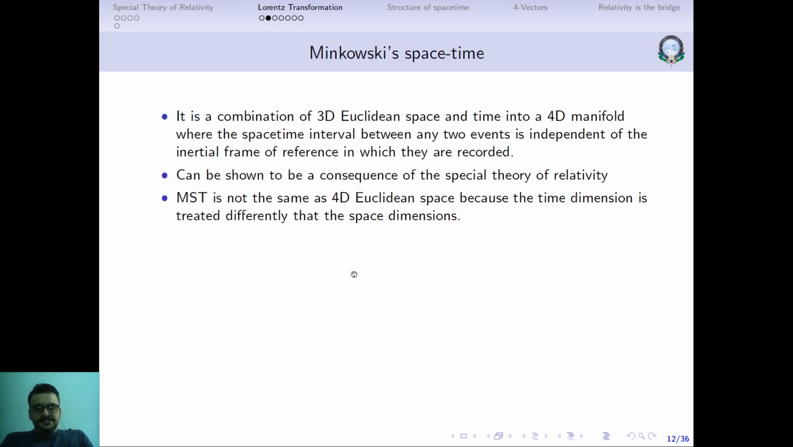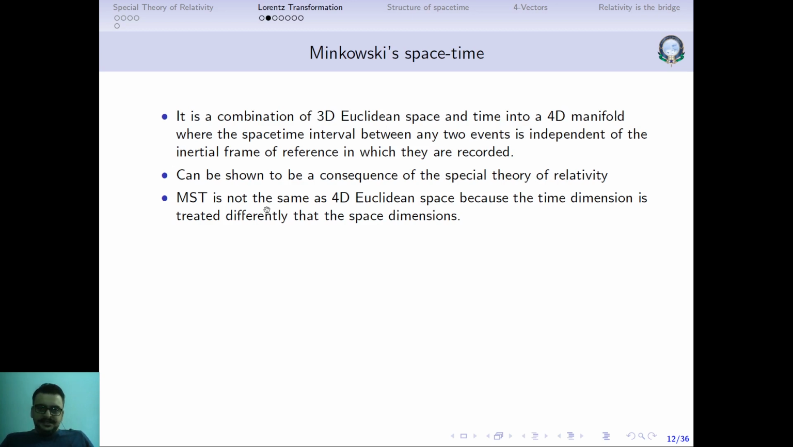So Minkowski space-time is not the same as a four-dimensional Euclidean space. In mathematics, we talk about general n-dimensional Euclidean space, but Minkowski space-time is not the same as a four-dimensional Euclidean space. That's why we don't simply call it a 3D Euclidean space plus time making four dimensions. We call it a manifold.